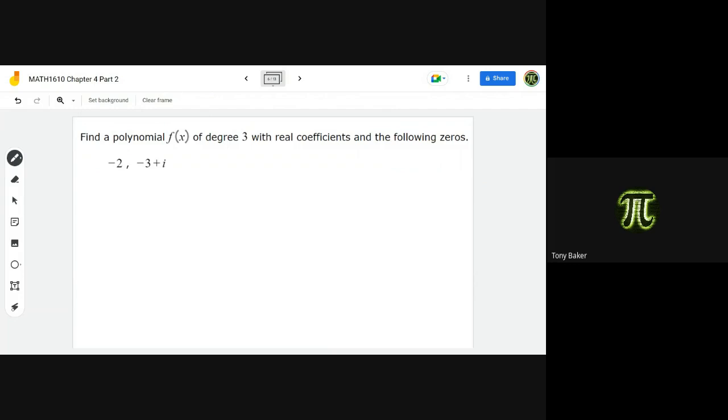All right, so here's one with a complex number in it. It's got the negative 3 plus i. And it wants a degree of 3. So that means I need 3 zeros. I've got 1 with the x minus 2. So that's x plus 2. Now this one, I have to have the plus and the minus version of it. So I have x plus negative 3 plus i. And then x minus negative 3 plus i.